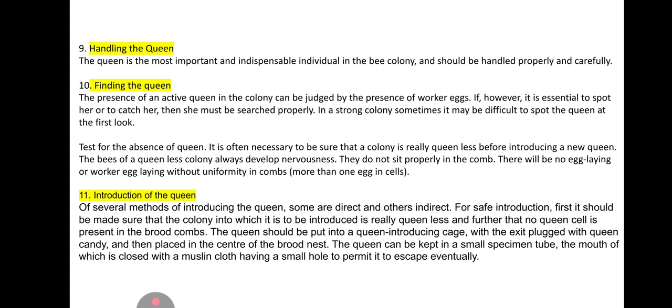The queen should be put into a queen introducing cage with the exit plugged with queen candy and then placed in the center of the brood nest. The queen can be kept in a small specimen tube, the mouth of which is closed with a muslin cloth having a small hole to permit it to escape eventually.